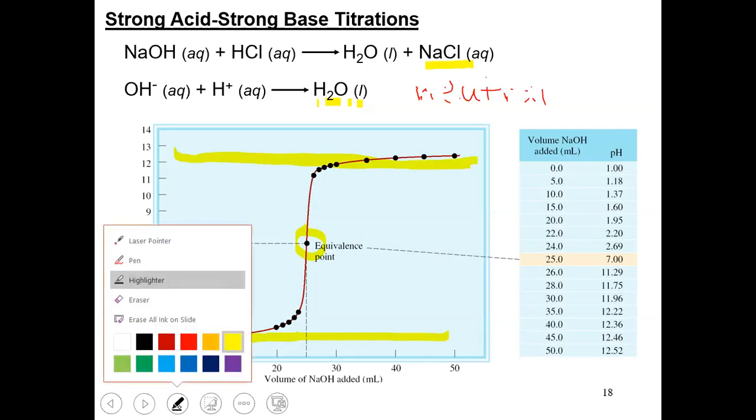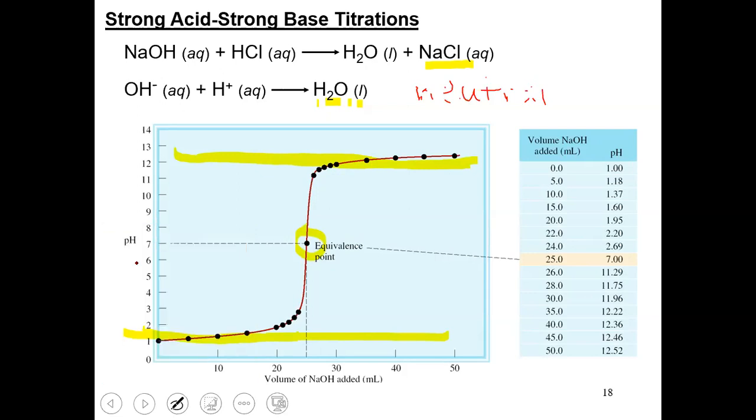Let me see if I can try my pen again. What is the midpoint here? All right, that's what I'm looking for.